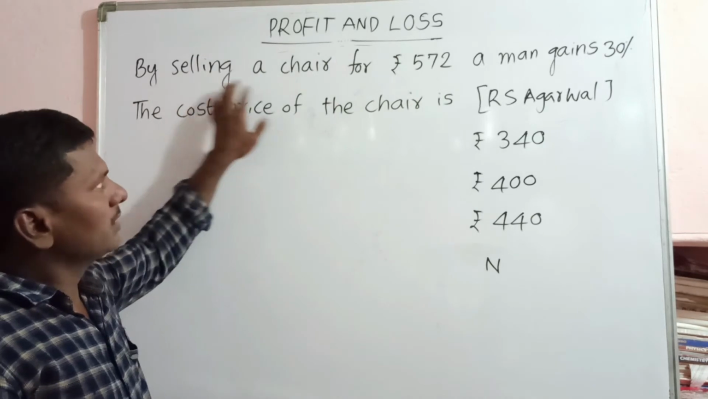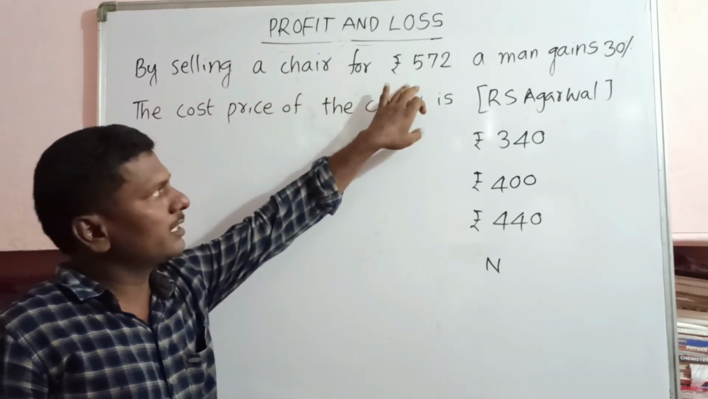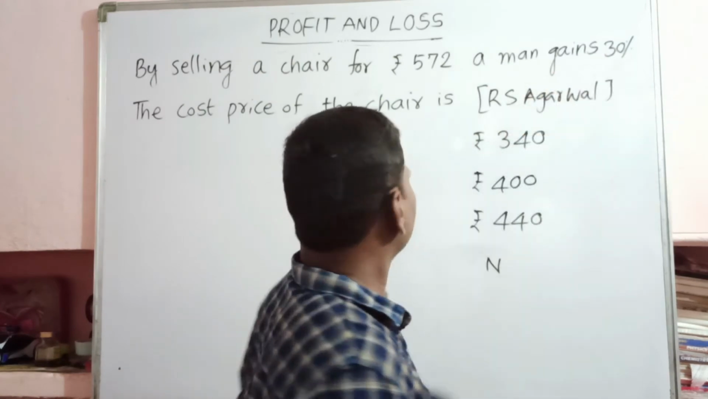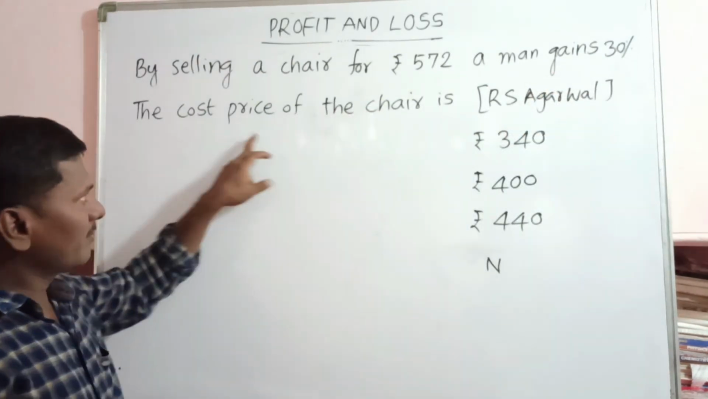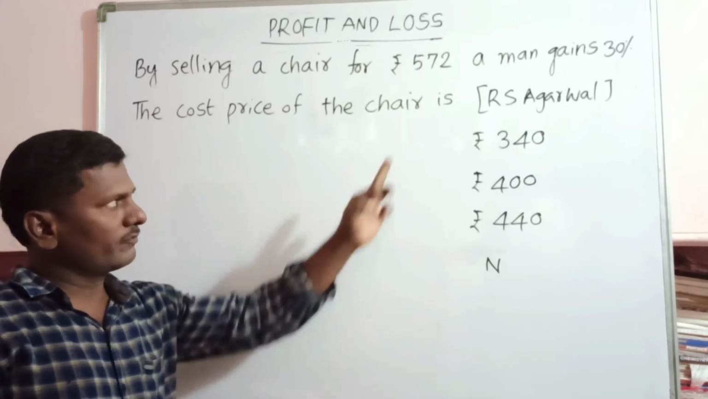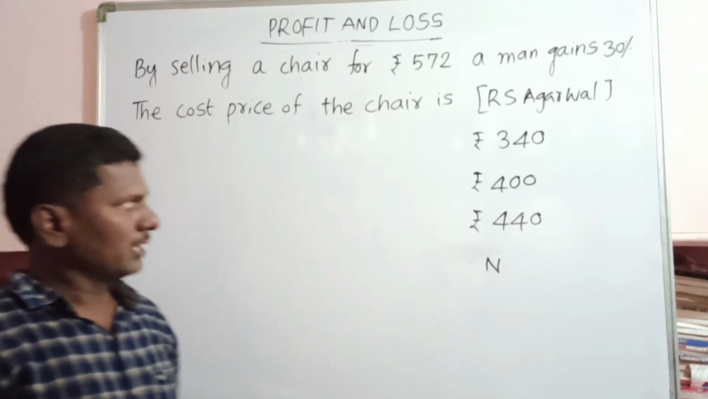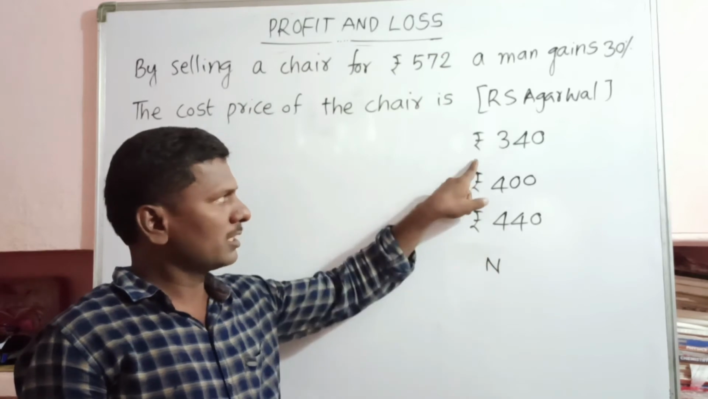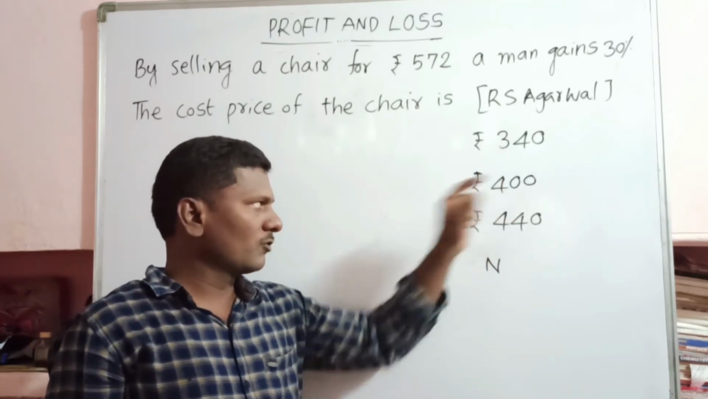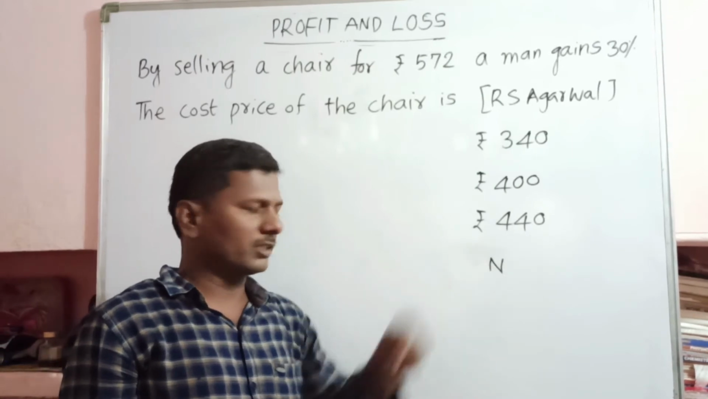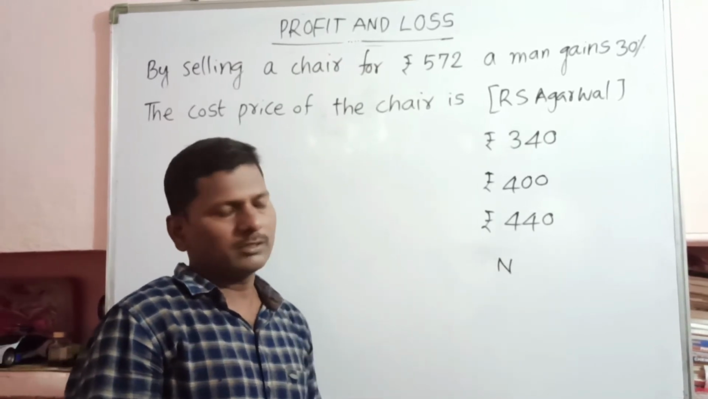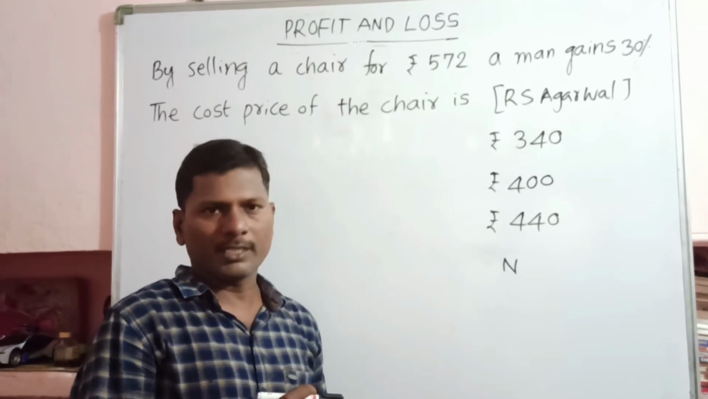By selling a chair for 572 rupees, a man gains 30%. The cost price of the chair is? This question is taken from R.S. Agarwal. The options are given here. First option is 340, second one is 400, 440 third one, none of these. So first I am doing it in the ordinary method.